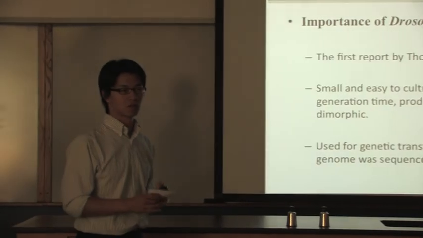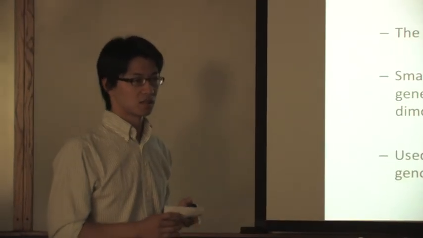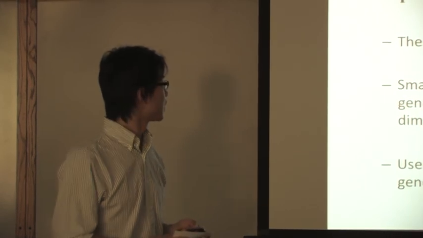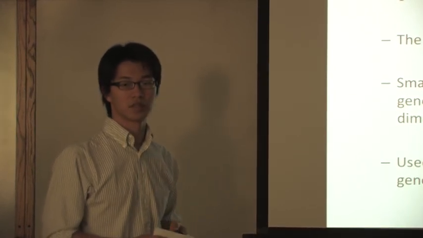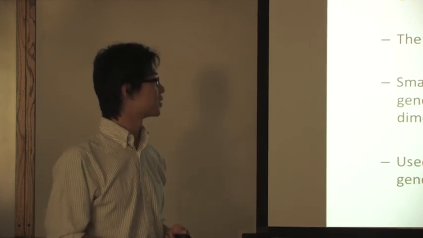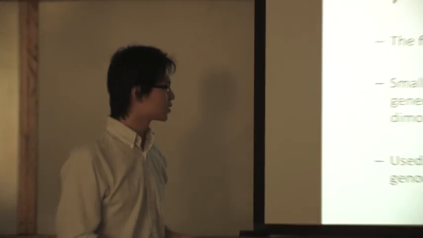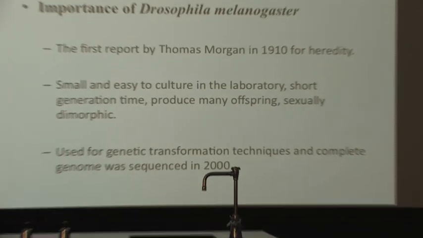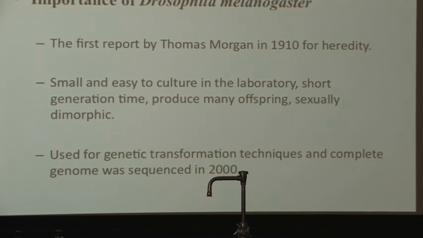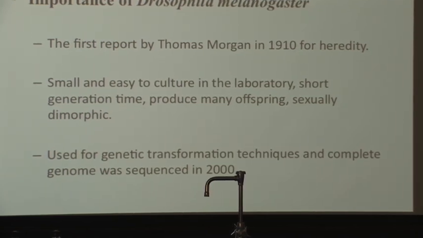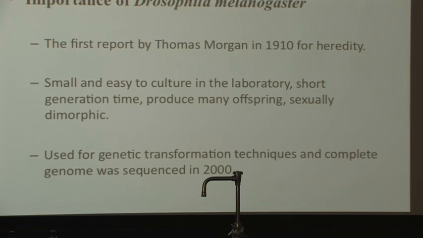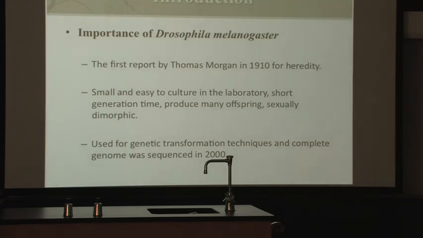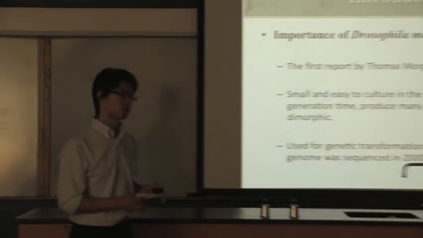Drosophila melanogaster is one of the most studied organisms in genetics and embryology. The first time Drosophila melanogaster was used for genetics was by Thomas Morgan in 1910 for heredity. There are some reasons why Drosophila melanogaster is so important: they are small and easy to culture in the laboratory. They have a very short generation time, just 10 to 12 days, and they can produce many offspring. For example, one female can lay 100 eggs per day, and in her lifetime she can produce maybe 1,200 eggs.